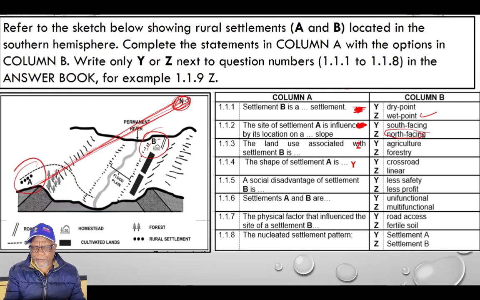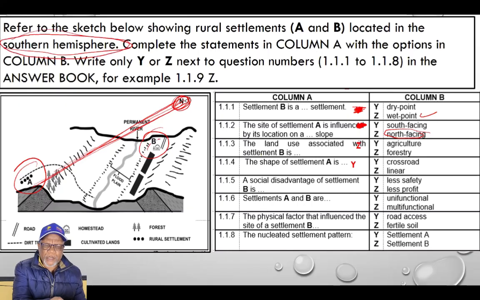And then we have the land use. Remember why we get to that question? Because we were told that this is the settlement in the southern hemisphere. So this leading statement is guiding us to get our answers. The land use associated with settlement B. This settlement B, what is the land use associated? Is it forestry or is it agriculture?